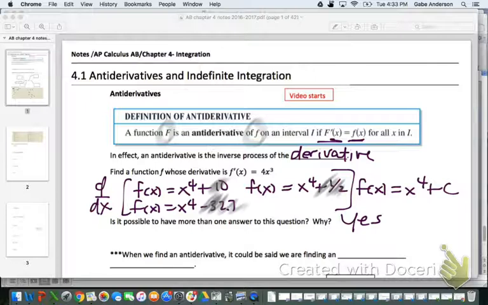Just some more terminology here. When we're finding an antiderivative, it could also be said that we are finding an indefinite integral. Of course, later on we'll look at definite integrals, but for now we're just looking at indefinite integrals.